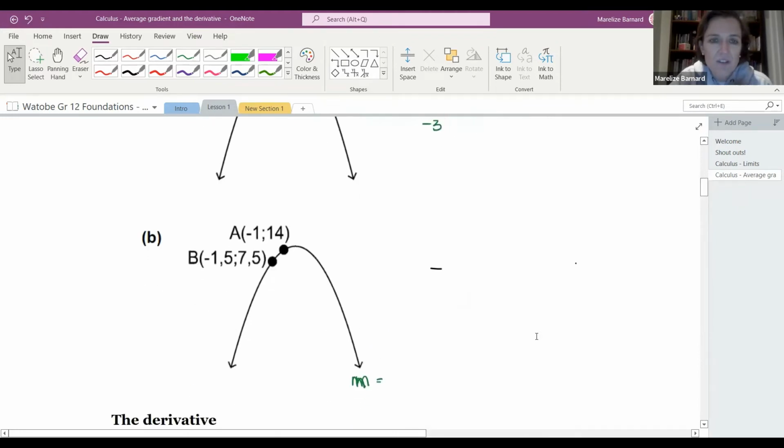And just one last one. Question B, again, just calculate the average gradient between point A and B. Is that 7.5? Yes, that is 7.5 and 1.5.